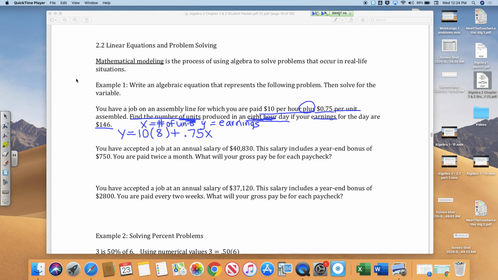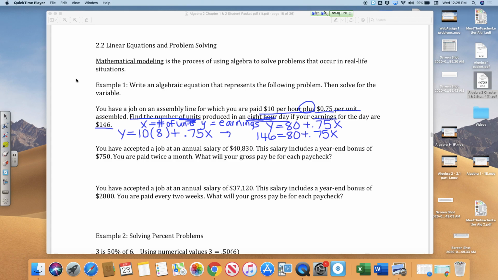So here's the equation we would use to figure out the amount of earnings we would make and the amount of units we would produce. We make $10 per hour. We work 8-hour days. So this number is going to be 80. So this is going to be Y equals 80 plus 0.75x. Now, we are trying to figure out how many units we produce in that 8-hour day if our earnings are $146. So I'm going to replace 146 in for Y, and I'm solving for X because they ask us to find the number of units. So I'm going to solve for X.